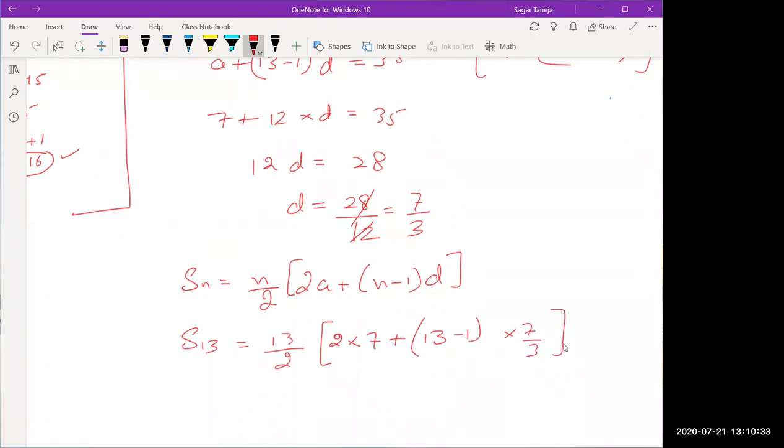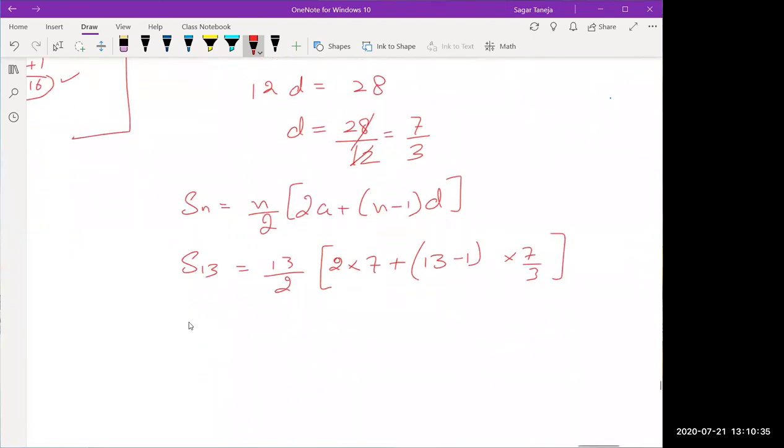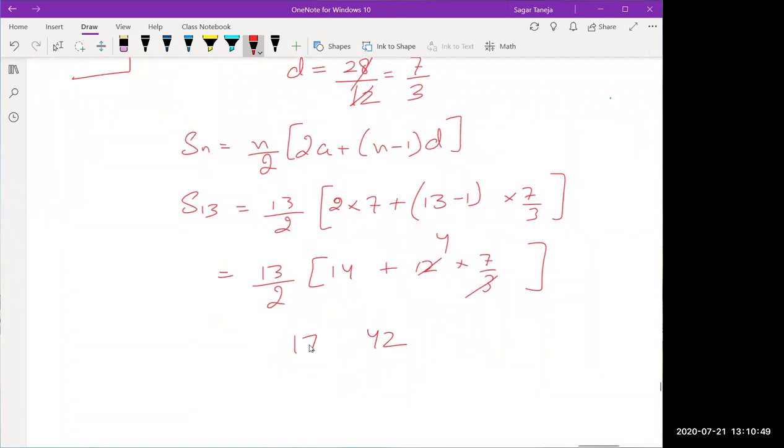So again, the answer will not come in fraction. 13 by 2, 14 plus 12 into 7 by 3, cancels out. So it is 28 plus 14, which is 42, and which we can cut, and finally we'll get this value. Something is wrong here. 42, 28, then 13 here. I have written 17.